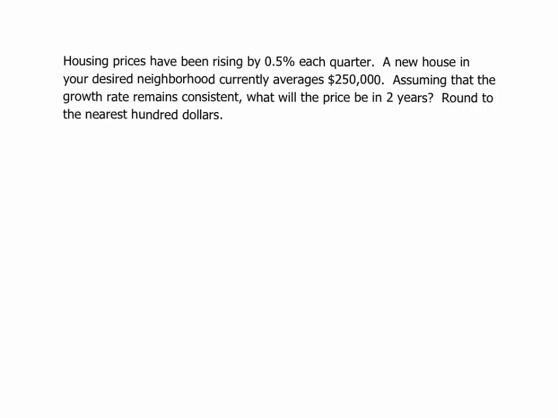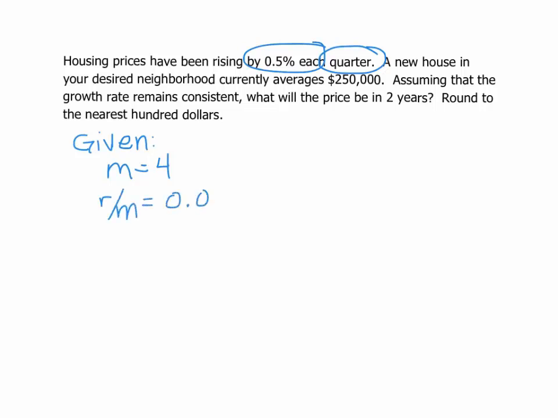As usual, figure out what our given information is and what our goal is. Looking up here, they tell us that housing prices have been rising by 0.5% each quarter. Since it's quarters, we know our M is going to be 4, and they tell us it's 0.5% each quarter. So this is not the annual interest rate. This is the value of our R divided by M. So R divided by M is 0.005.